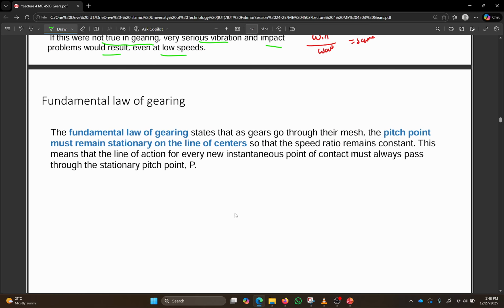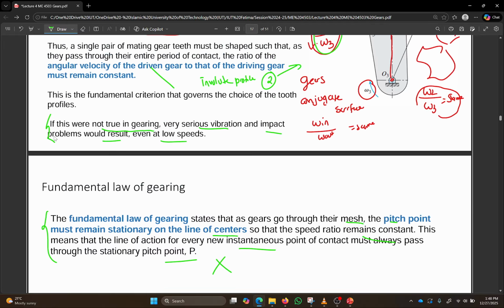So this is just a summary again. The fundamental law of gearing says that as gears go through their mesh, the pitch point must remain stationary on the line of action so that the ratio of speed between the input and the output remains constant. This means the line of action for every new instantaneous point of contact must always pass through the stationary point P. If you do not follow the fundamental law of gearing, these problems will happen. So we always try to make sure our gears have conjugate surfaces, preferably involute profiles, to prevent this phenomenon.